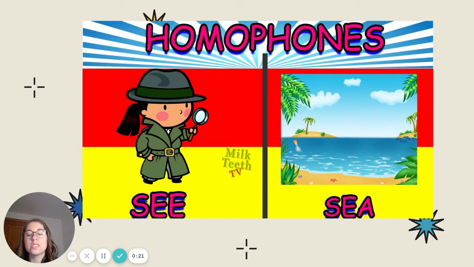So here we have the word see. On the left, you see a girl looking through a magnifying glass. She is seeing something with her eyes. That is spelled S-E-E. On the right, we see sea like the ocean, S-E-A. So those words are both pronounced sea, but they have different spellings and they mean different things.